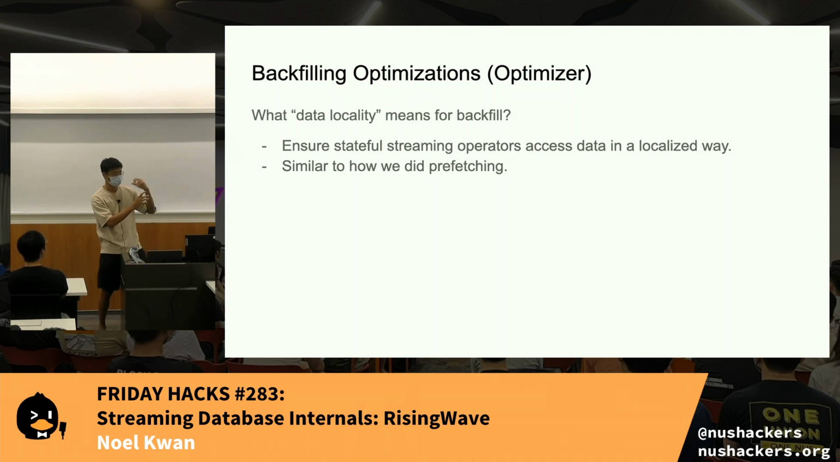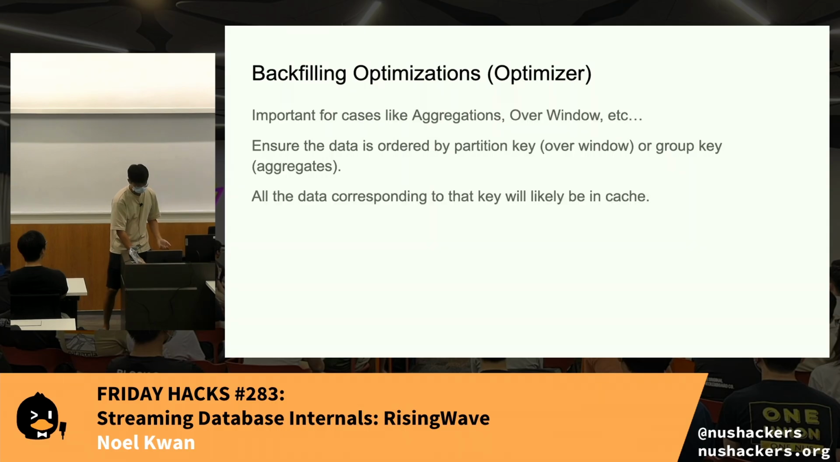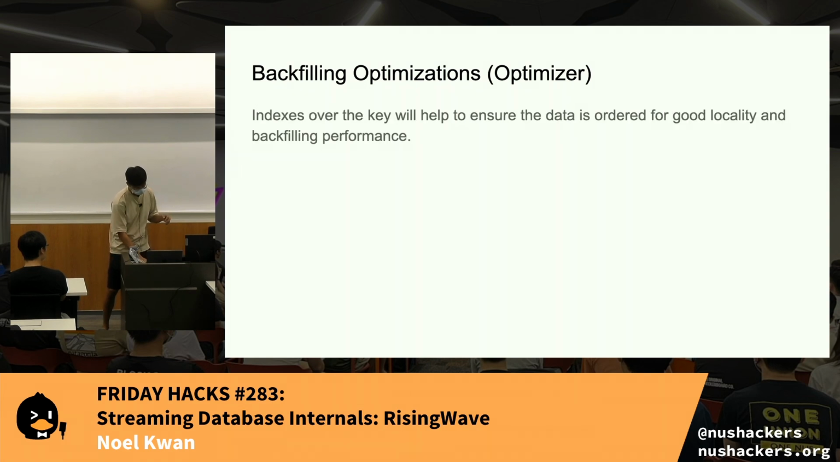data. So this is important for what I mentioned earlier, aggregations over window, and it's quite specific to the operators themselves. Let's say for over window, it'll be the partition key. For aggregations, it'll be the group key. And then all the data corresponding to that key, if we have the data ordered by it, will likely be in cache, right? So when we declare indexes, we declare them over the partition key or group key, so that the data is ordered for good locality and backfilling performance. So that's for index selection.